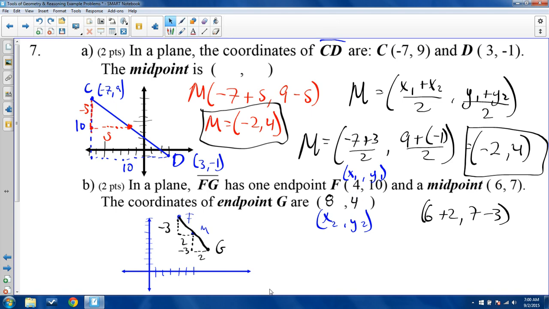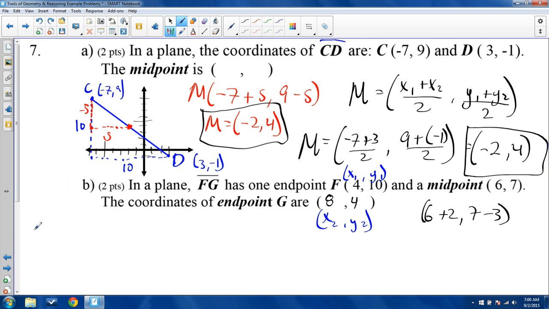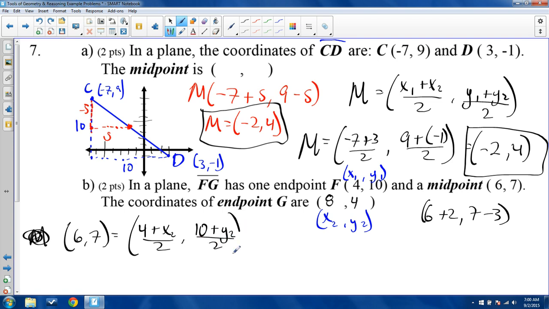Okay. If you want to do this a different way, you could use the midpoint formula, but this one gets a little more complicated. The midpoint formula is up there. Your midpoint is (6, 7). So that midpoint is equal to ((4 plus the unknown x2) over 2, (10 plus the unknown y2) over 2).